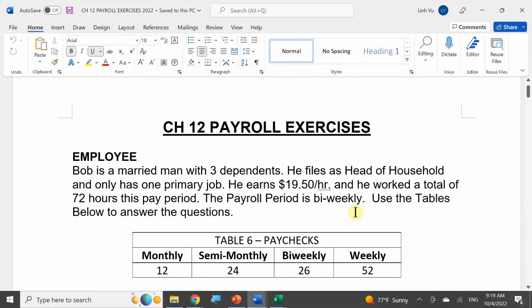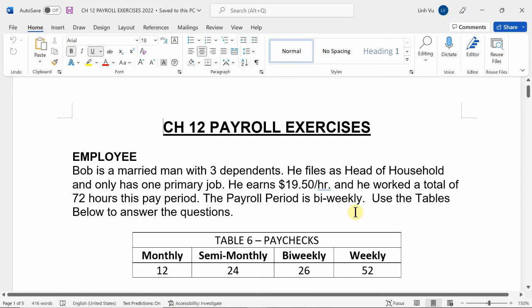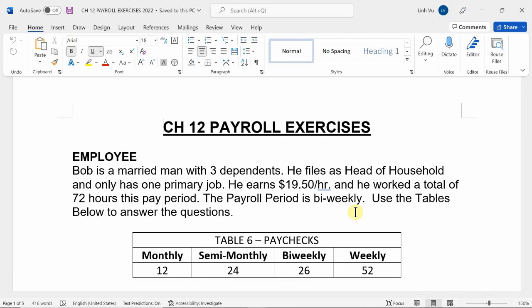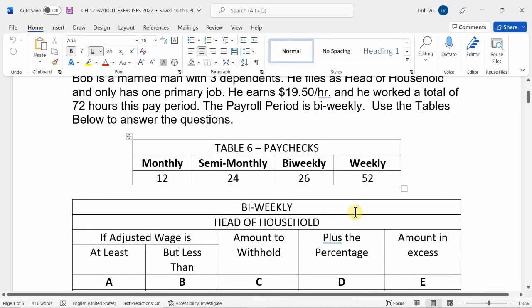So here, I will be providing you all the tables. You are not going to be responsible for downloading the Circular E table from irs.gov. I will be providing you the table for every exercise, for the exams, and so on and so forth. I will be providing you the exact table so you don't have to look for it. You just need to know how to use it. So here you go.